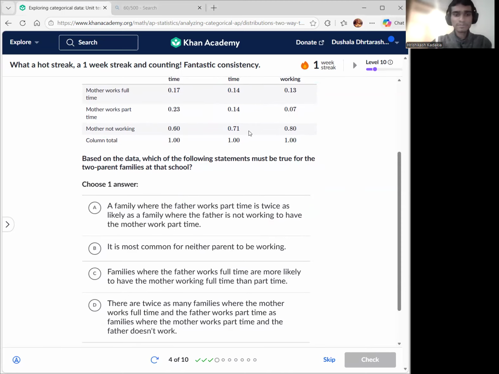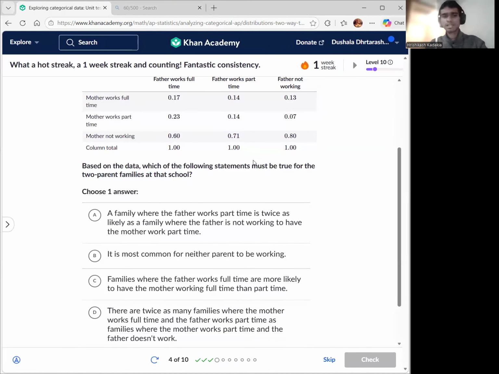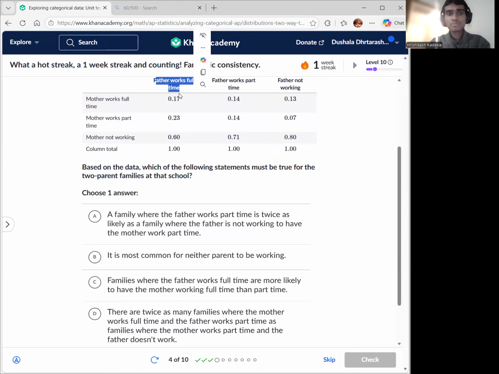Okay. Families where the father works full time are more likely to have the mother working full time than part time. Well, actually, here, families where the father is working full time are more likely to have the mother working part time than full time. Yes, but it was actually 0.17, and 0.17 is less than 0.23. So their mothers are more likely to work part time. They're not more likely to work full time. So C wasn't correct. A is the most likely option.